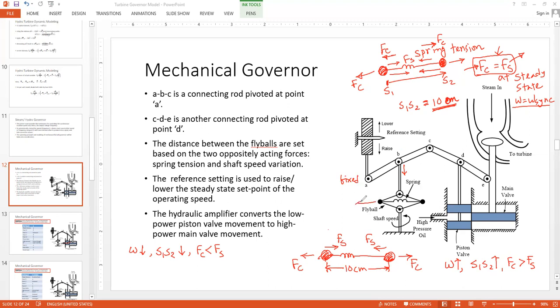If these two balls go apart, go away, this point is fixed. This cannot move up or down. So of course, if these two balls move away, then the spring will extend itself and this point will come down. Is it okay? Yes, sir. B comes down. A is fixed.